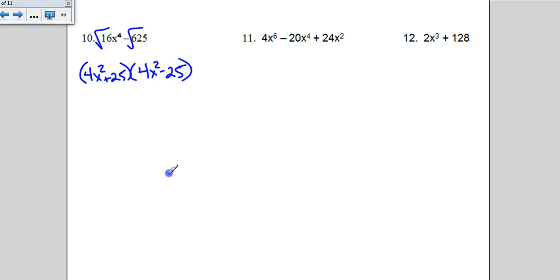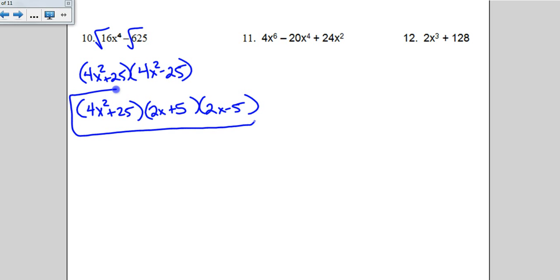And again, I warned you that sometimes you have to factor twice in these problems. This is one of those cases. The 4x squared plus 25 we're just going to leave. However, the 4x squared minus 25 is another difference of squares pattern. So you have 2x plus 5 and then 2x minus 5. So this guy is your final answer.